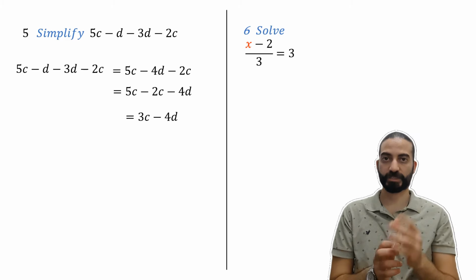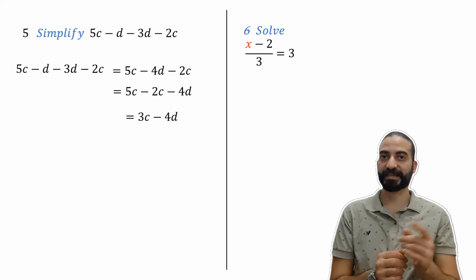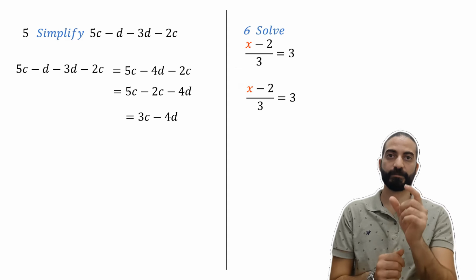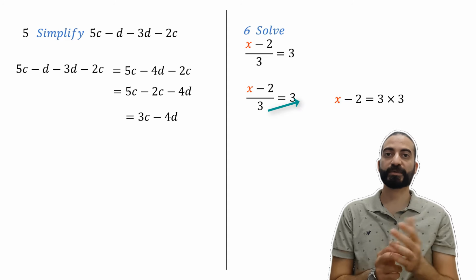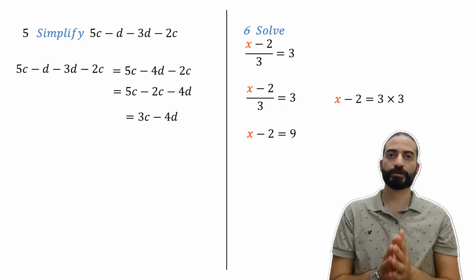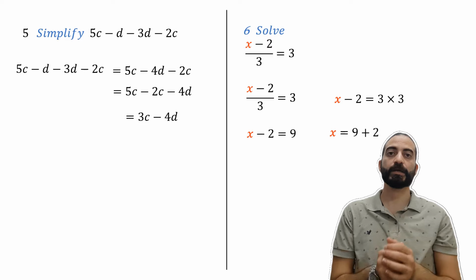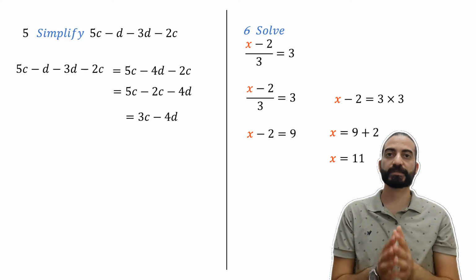We now move to the sixth question. Solve (x minus 2) over 3 equals 3, which means we must find x. When we have this form, we can cross multiply, meaning the number in the denominator moves here with the multiplication sign: 3 times 3 equals 9. And in order to get x, we must move minus 2 to after the equals sign. For this reason, the sign changes, and instead of minus it becomes plus, and so we get x.